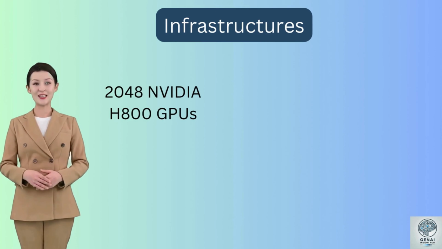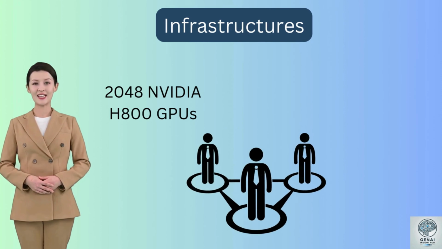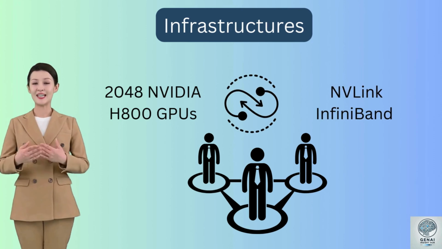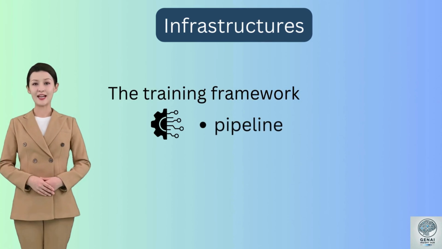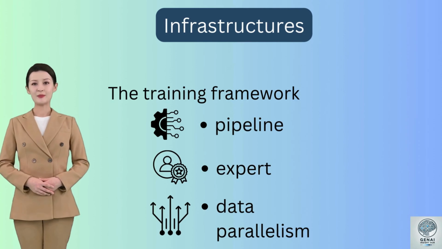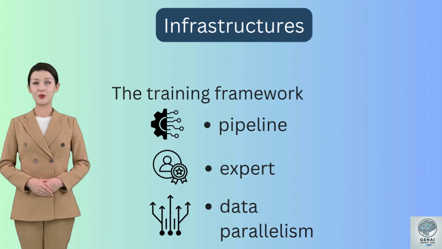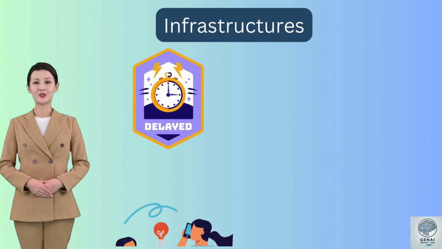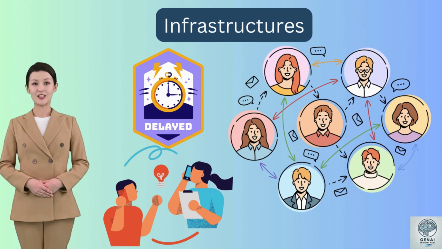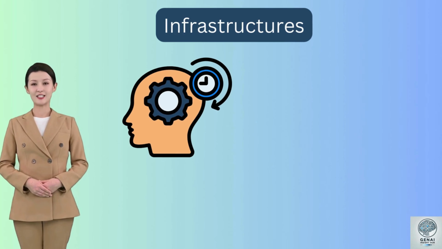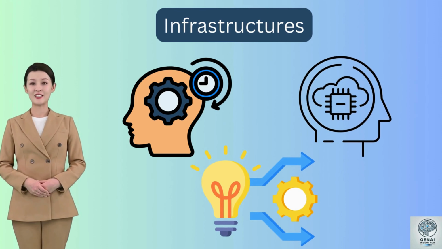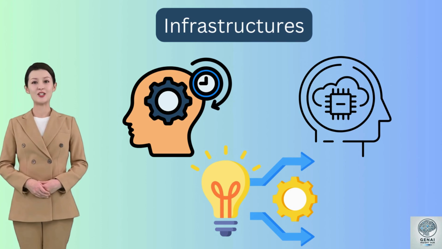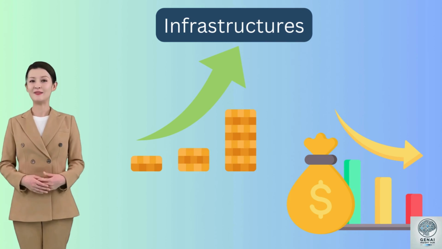DeepSeek v3 utilizes a cluster of 2048 NVIDIA H800 GPUs interconnected via NVLink and InfiniBand. The training framework integrates pipeline, expert, and data parallelism, supported by efficient algorithms like DualPipe. DualPipe reduces pipeline bubbles and overlaps computation and communication phases, minimizing training delays caused by heavy communication. Memory-saving techniques, such as recomputing intermediate activations and asynchronous updates, ensure that training remains scalable and cost-effective.